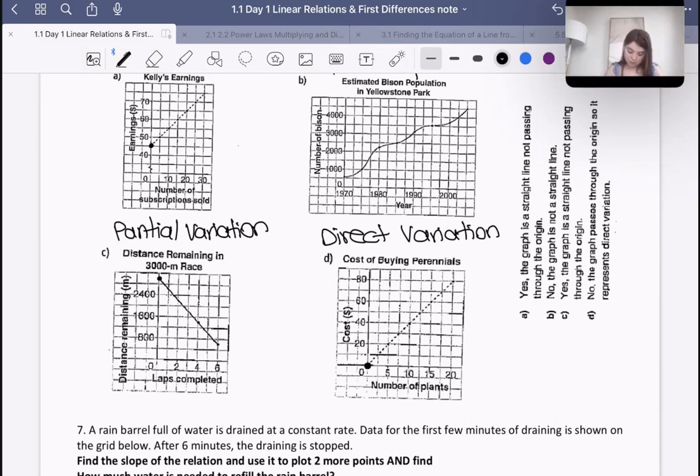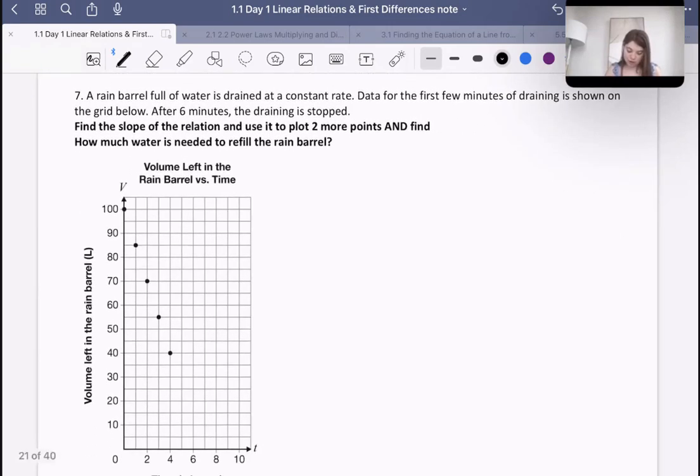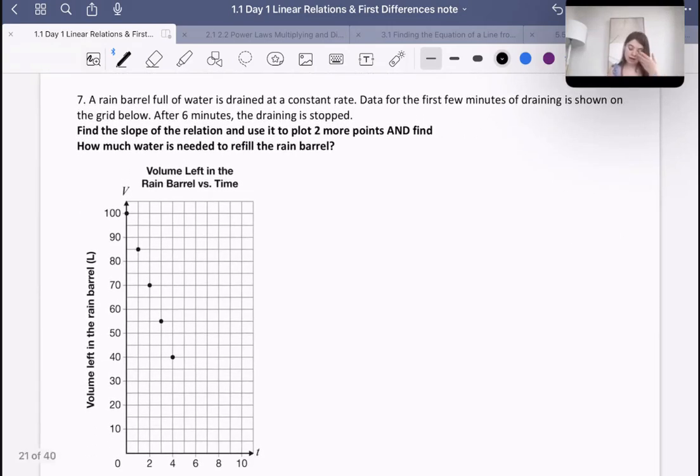Okay, let's move on to question number 7. Question number 7 says, a rain barrel full of water is drained at a constant rate. Data for the first few points of draining is shown on the grid below. After 6 minutes, the draining is stopped. Find the slope of the relation and use it to plot 2 more points and find how much water is needed to refill the rain barrel.